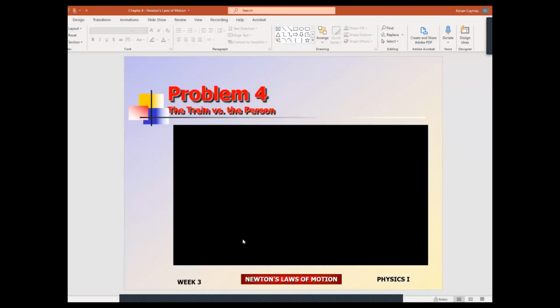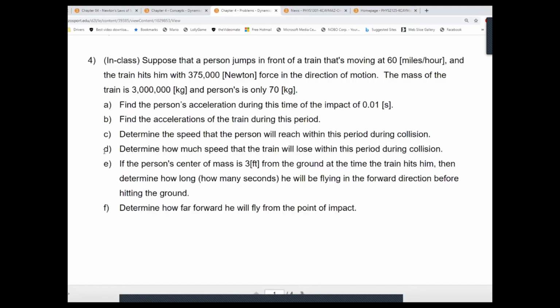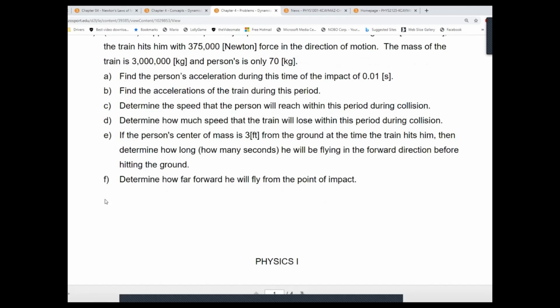Okay, so let's get back to the problem. A, B, C, and D for college students. E and F for university students. We already did A, B, C, and D. So for college students, you guys are done. Let's work with the university students for the next couple of minutes. Let me give you an idea of what this would look like on the test.